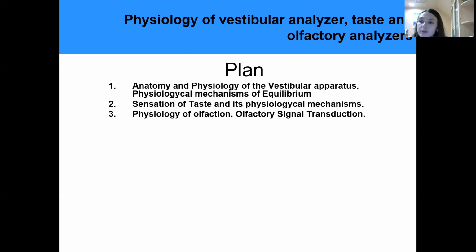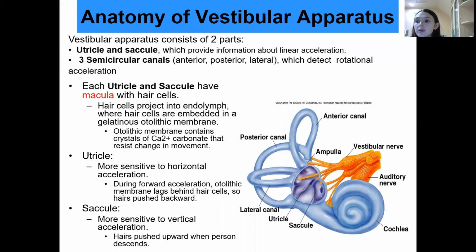First of all, let us begin with vestibular analysis. So, anatomy of the vestibular apparatus. The vestibular apparatus consists of two parts. It's the utricle and saccule, which provide information about linear acceleration. Also, they are responsible for static acceleration. And there are three semicircular canals, anterior, posterior, and lateral, which detect rotational acceleration, or dynamic acceleration.